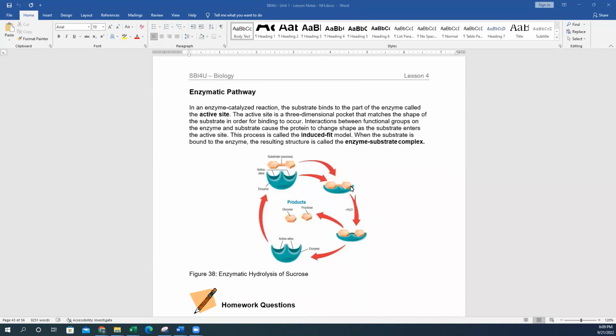In this case, the reaction is the hydrolysis of a disaccharide. In this case, it's sucrose. And through hydrolysis, it gets broken down into its products, glucose and fructose. And at that point, the products leave the active site, and the enzyme's active sites are available again for another round of binding to the substrate, catalyzing the reaction. The products leave, and the cycle goes on and on.